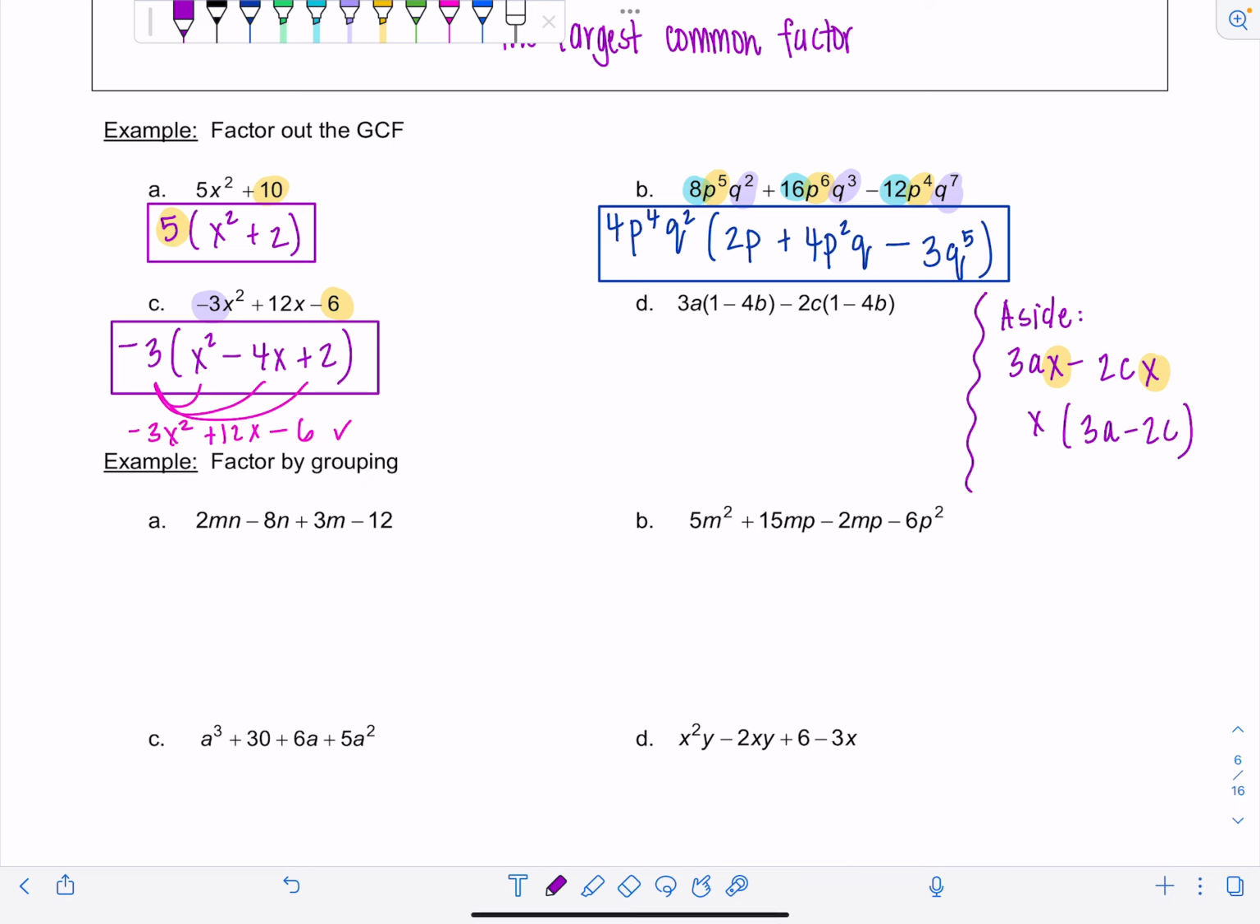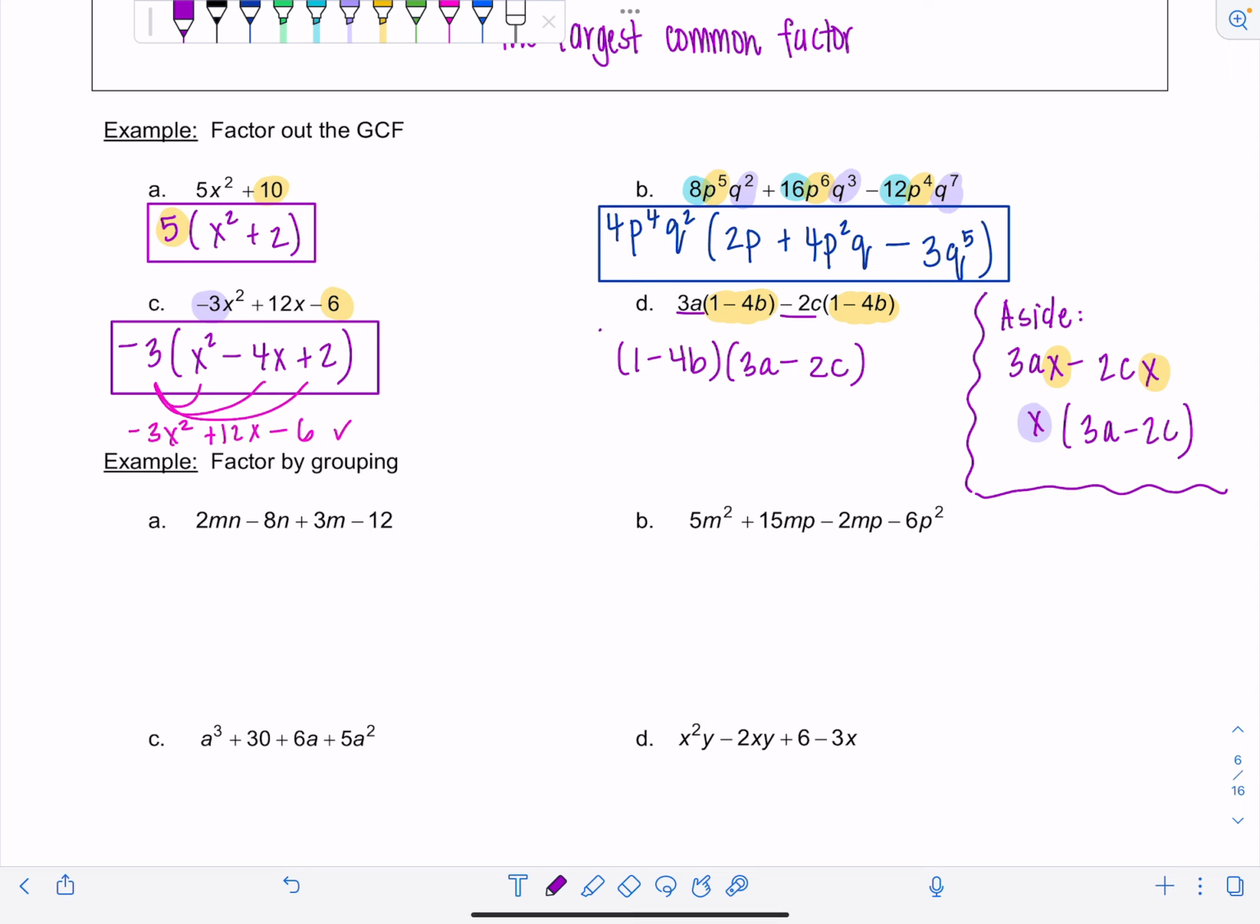Well, that's basically what's going on here in example D. It's just instead of x, we've got 1 minus 4b in parentheses like that. So it's just a little factor hanging out there. And you're going to factor it out just the same way that we factored out x earlier. So keep it in parentheses, put it in the front, 1 minus 4b, and then what's left over once I take that factor out? We have 3a minus 2c.